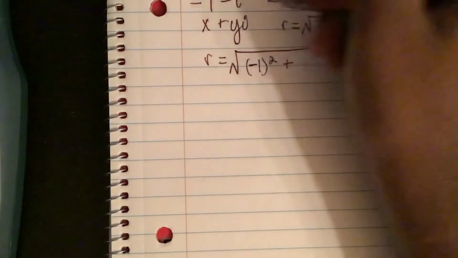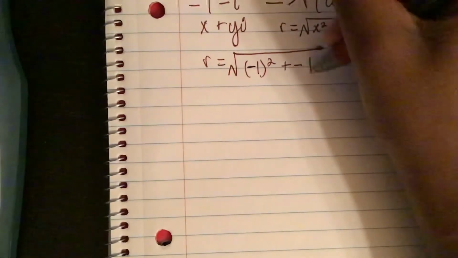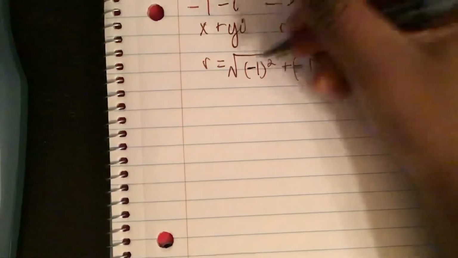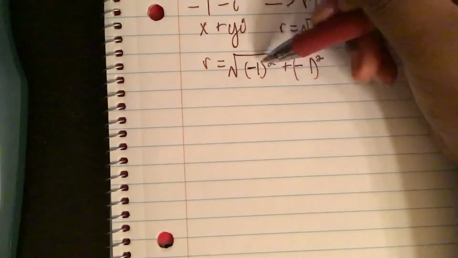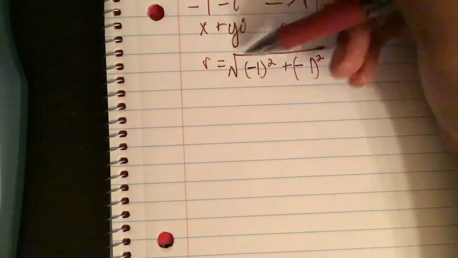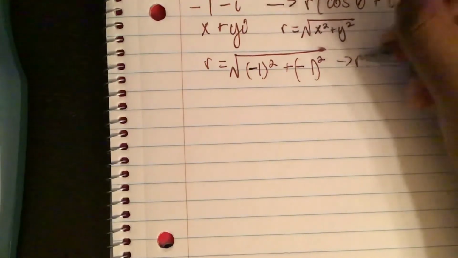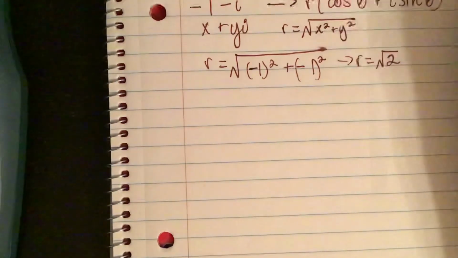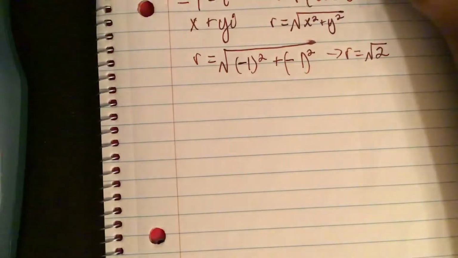In today's case, x will be negative 1, and y will also be negative 1. So negative 1 squared is 1, plus 1 is 2, square root of 2. So r is going to equal the square root of 2. So we have r.